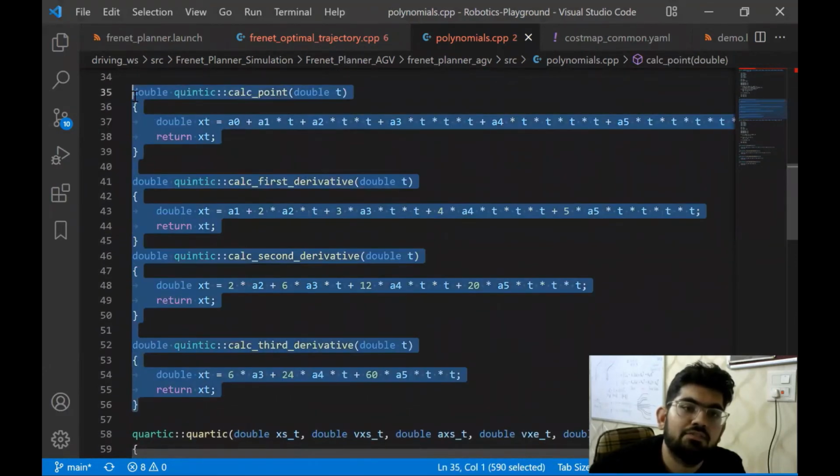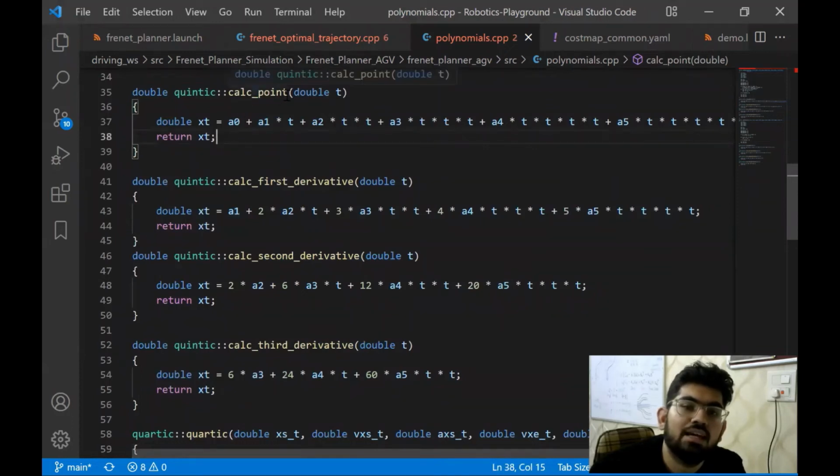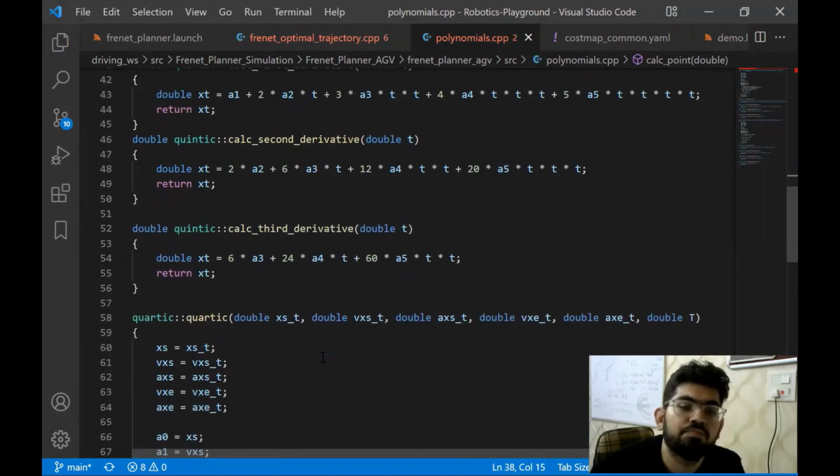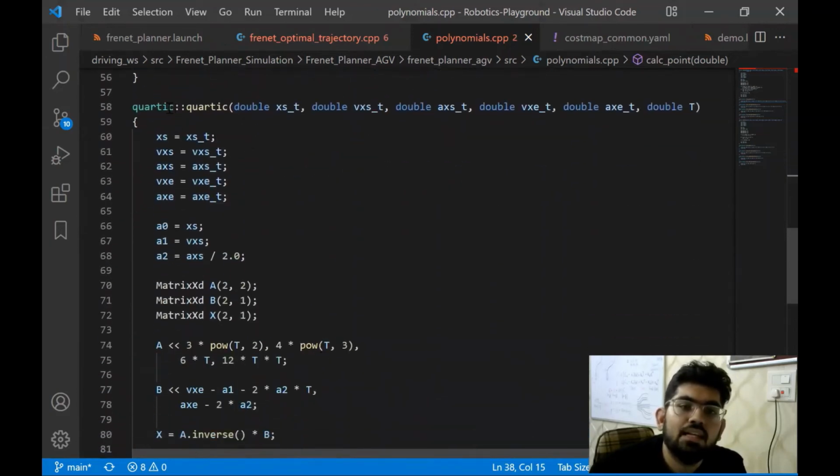Then we have certain functions of these quintic polynomials that calculate the point, first derivative, second derivative, and third derivative. Similarly, we have this class for quartic polynomials where we take in initial position, velocity and acceleration, and final velocity and acceleration. The final position is taken as a variable over here. And we also take in time as an input.